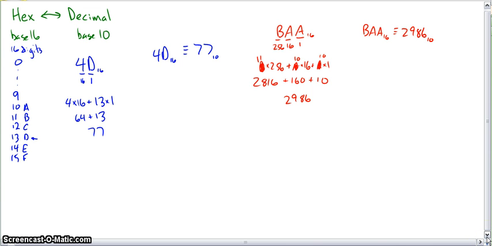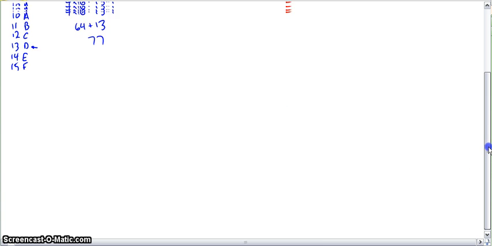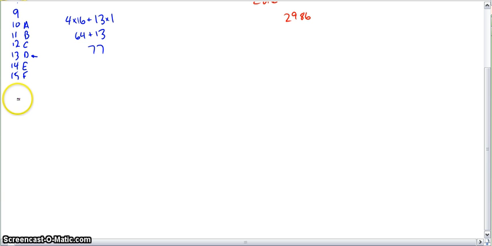Alright, so that's pretty much how to convert. Definitely easy to use, or good to use a calculator, it makes it a lot easier. But now going from decimal to hex, we use this division algorithm with the remainder. I think you saw this with binary. If not, I'll show you in class. But let's just take that same 2986 in decimal.